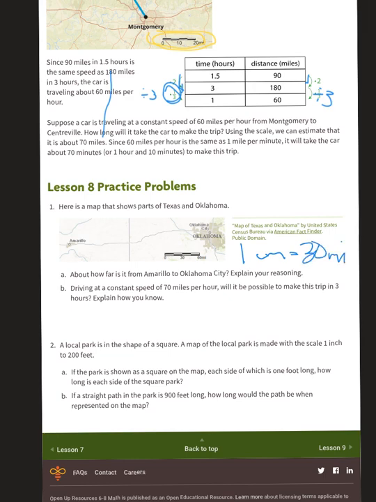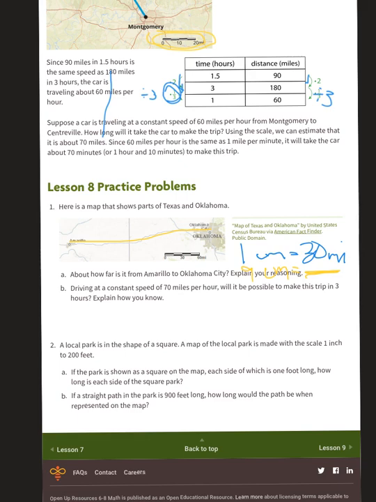Okay? So if I measure it out on my ruler from Amarillo to Oklahoma City, it is about 9 centimeters. So I know 1 centimeter equals 30 miles. 9 centimeters equals how many miles? I'll give you a hint, multiply by 3. That's your answer to letter A.